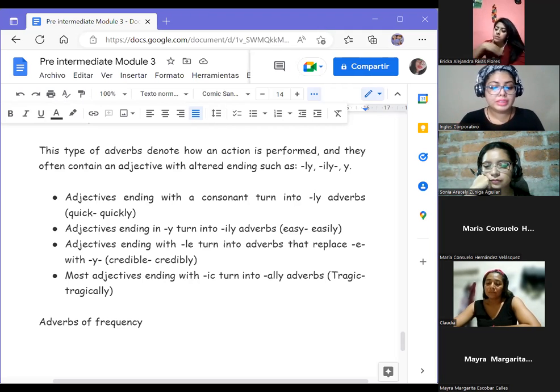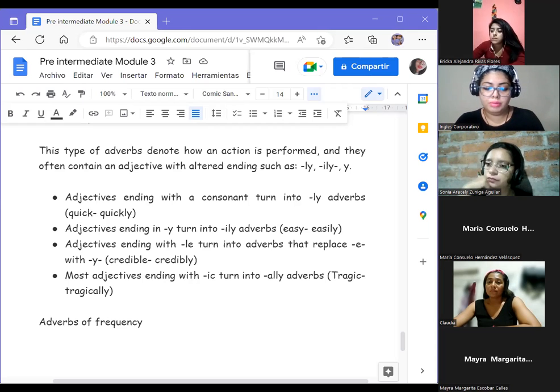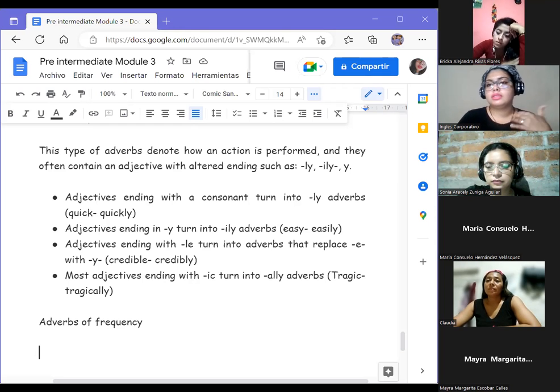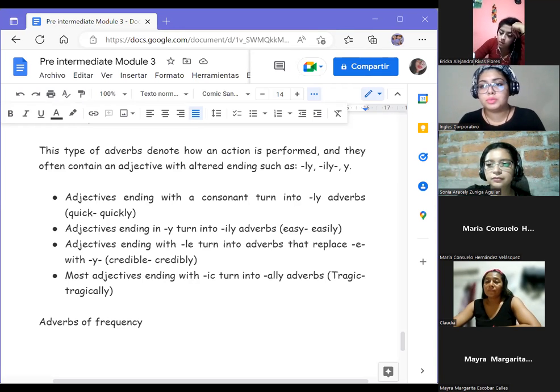So the adverbs of frequency explain how often an action occurs through definite or indefinite terms. Adverbs of indefinite frequency express a vague rate of occurrence, while adverbs of definite frequency are more specific. So in this case, we have two kinds of adverbs of frequency. One is not very specific, and the other one is very, very specific about the time that we are doing our action.